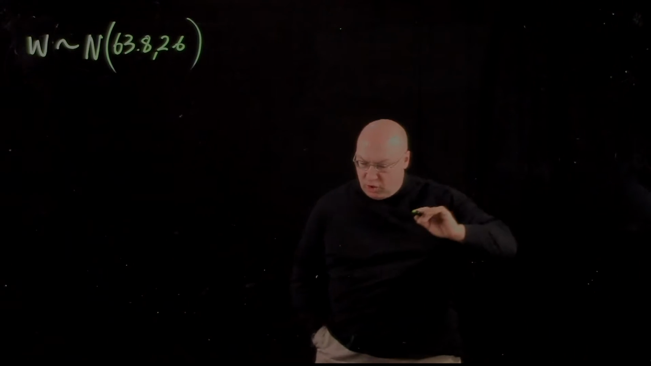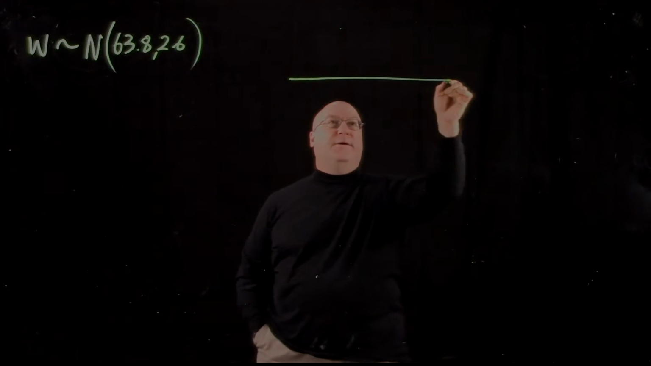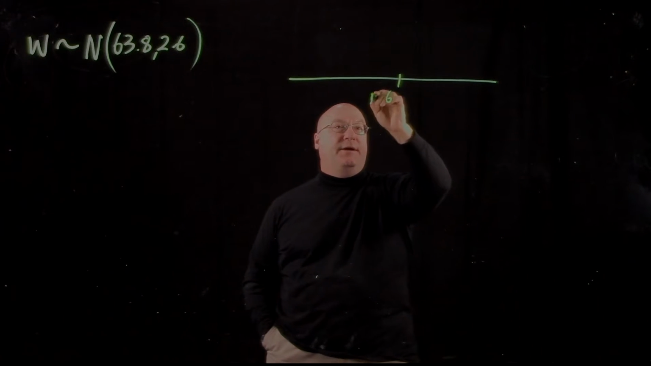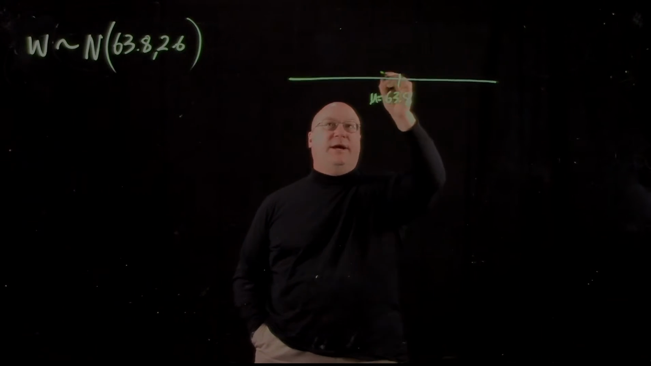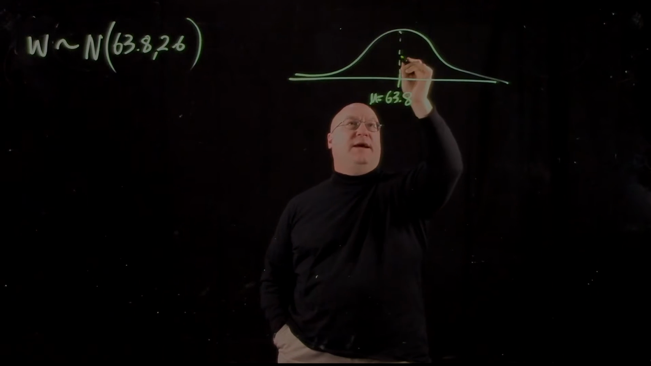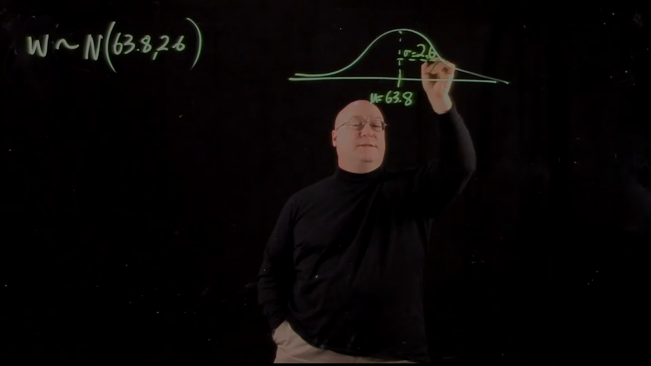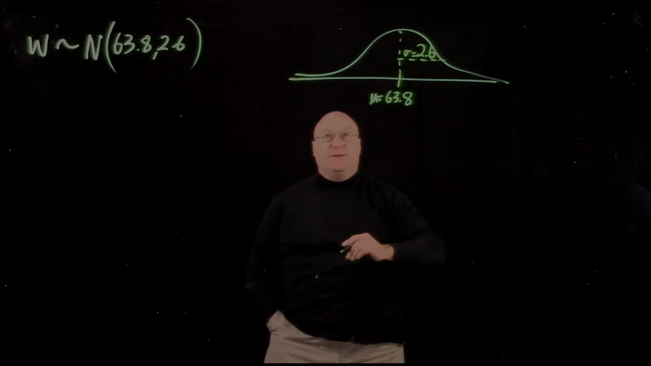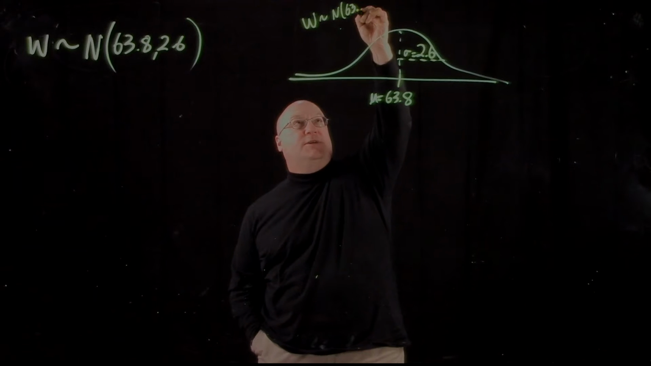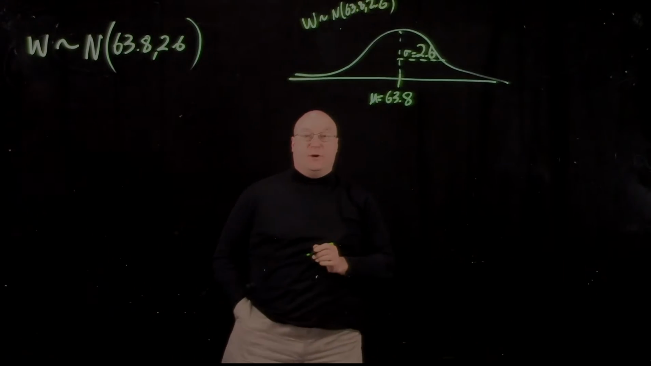Okay, and I'm going to draw over here what we ended up drawing. At the end last time, we had mu is 63.8, and we had our nice bell curve, and sigma is 2.6. So this is for women's heights, which are normally distributed, 63.8, comma 2.6.